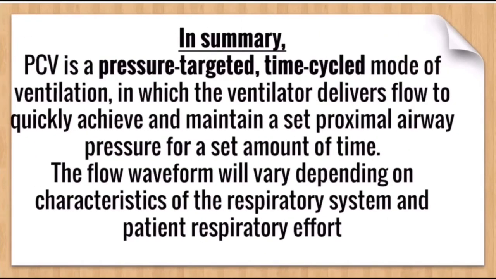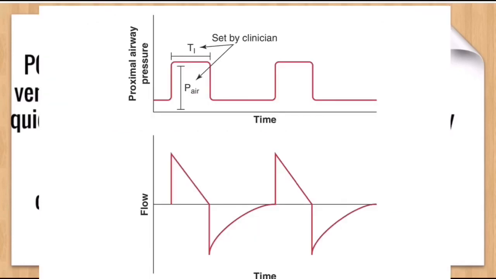Now in summary, pressure control ventilation is a pressure targeted, time cycled mode of ventilation in which the ventilator delivers flow to quickly achieve and maintain a set proximal airway pressure for a set amount of time. So pressure is set, inspiratory time is set, and flow is quickly delivered to achieve that set proximal airway pressure for a set amount of time.